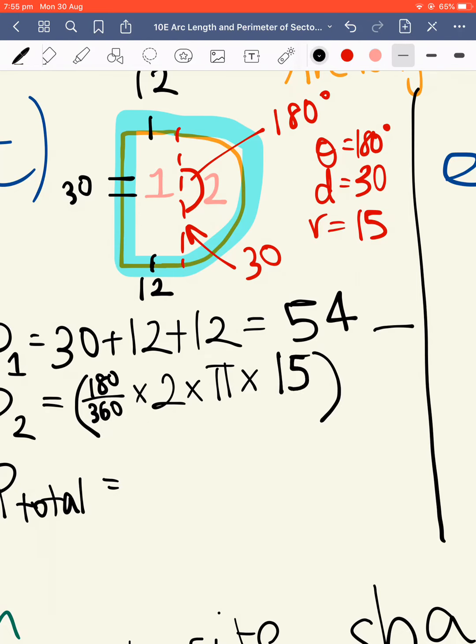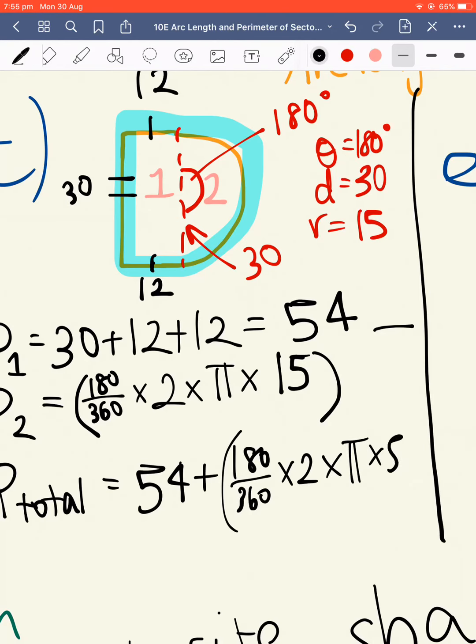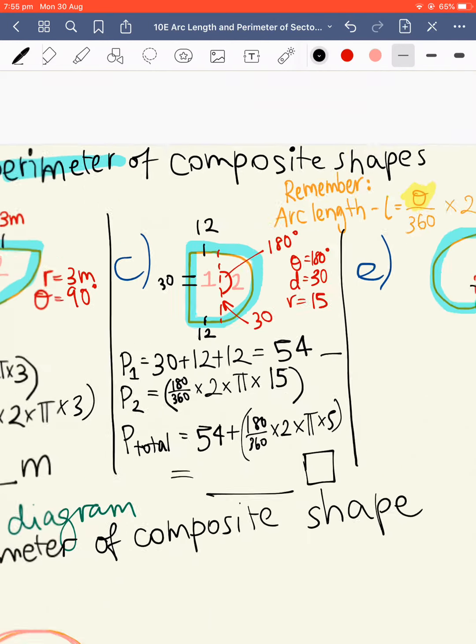So now my total number will be 54 plus 180 over 360 multiplied by 2, multiplied by pi, multiplied by 15, and my final answer with its units.